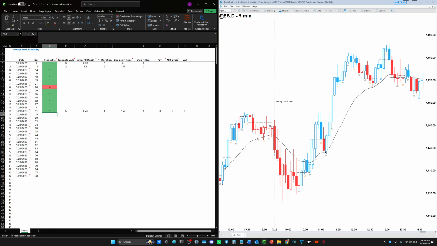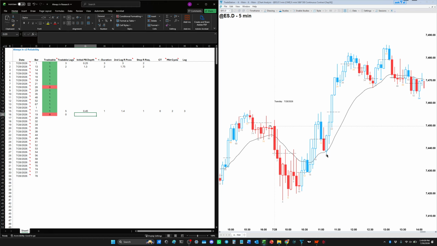All right, right here. Bar 19. Was this tradable? No, it failed immediately. No tradable legs. Initial pullback depth. I would say at the close of bar 20, it's failed, but certainly at the close of bar 21. So that's another thing you would want to decide on and document how you're deciding it. Put that in your system documentation.